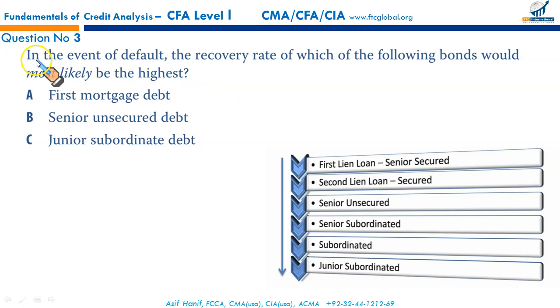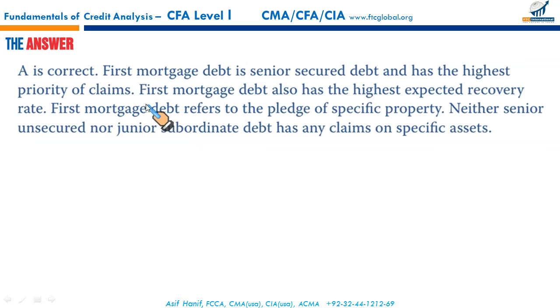Next, question number 3. In the event of default, the recovery rate of which of the following bonds would most likely be the highest? Which of these bonds would have the highest recovery rate? Of course, those bonds that are highest in the hierarchy would get the highest recovery rate: first lien loan or senior secured bond. So that gives you the first mortgage debt. A is the correct option, and A it should be.